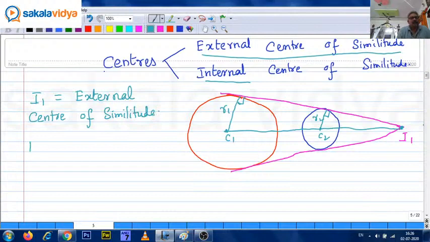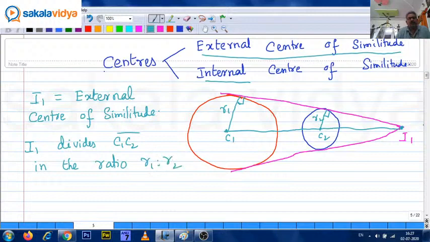So I1 divides C1 C2 in the ratio R1 is to R2 externally.